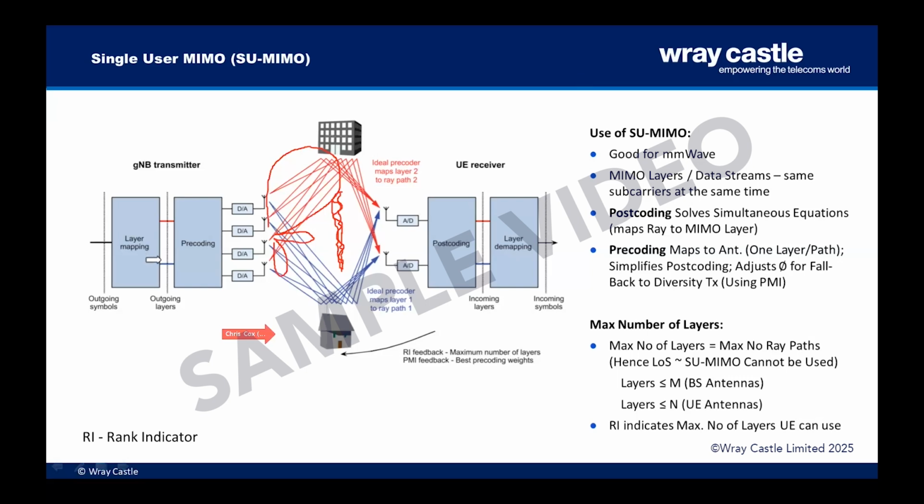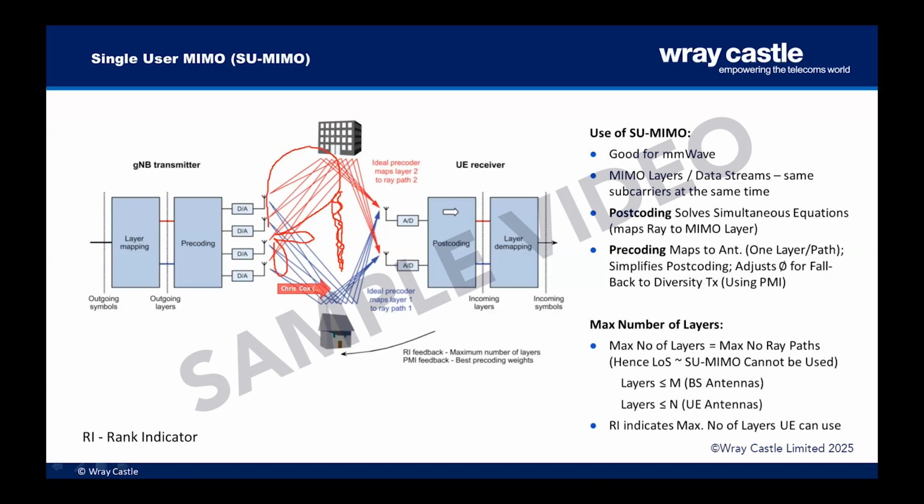Similarly, the precoder will set up a blue beam with a main beam pointing towards this obstruction, this reflector, and a red beam pointing up here. So we now have a one-to-one mapping between layers and beams.